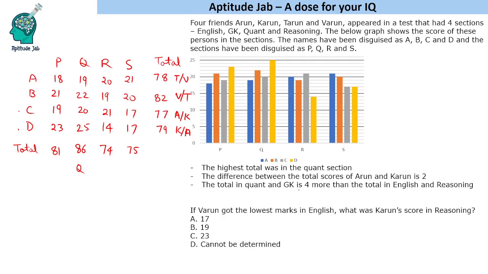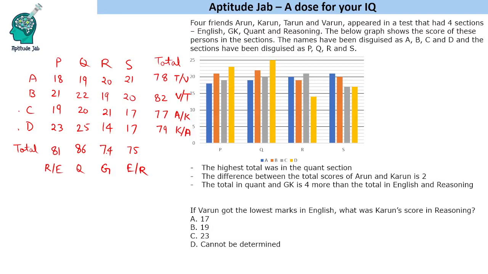The total in quant and GK is 4 more than the total in English and reasoning. So if you take this as GK, the total will be much more, 5 more, 1 more, 6 more. But if you take this as GK, 5 more and 1 less, total 4 more. This will be GK, right? So this will be English or reasoning. So this is the only information that we are given through this graph and the statements.